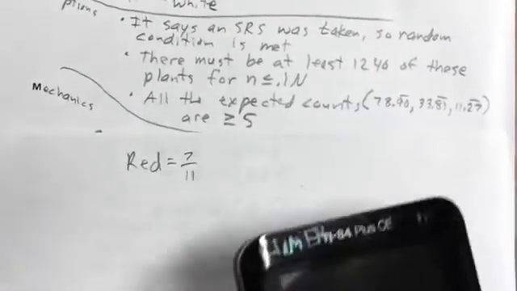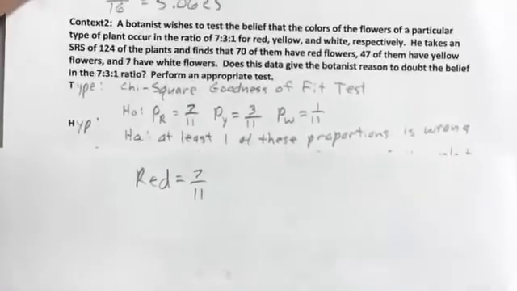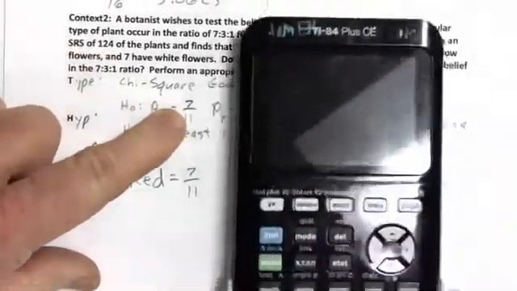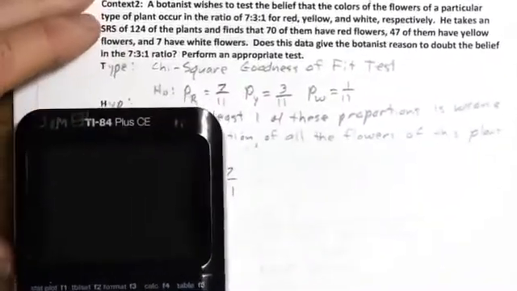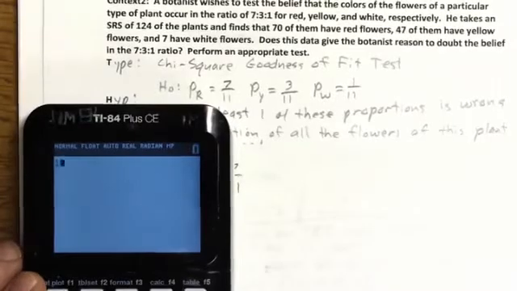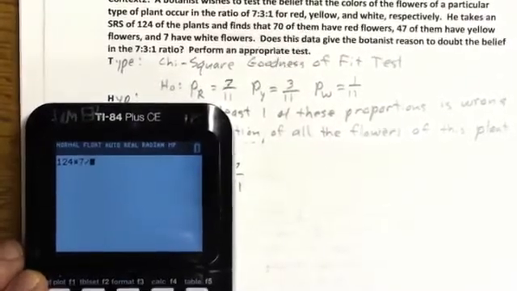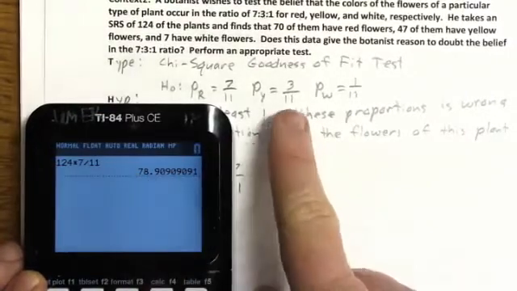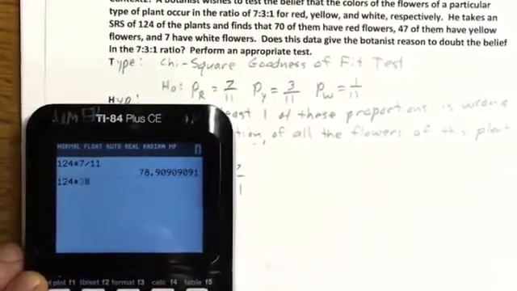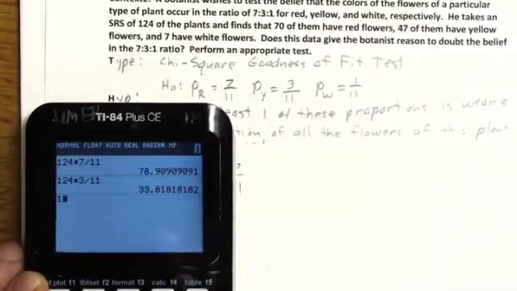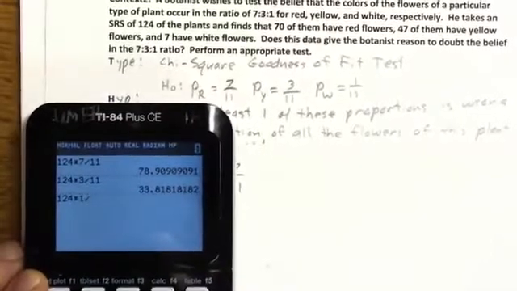Well, what we did to get the expected counts, you just multiply your sample size times each proportion. So for the red, you would say 124 times 7 divided by 11, just like that. So that's the expected count for red. For yellow, it'd be 124 times 3 divided by 11. And then for white, it'd be 124 times 1 divided by 11. And that is that. And so there's your expected counts.